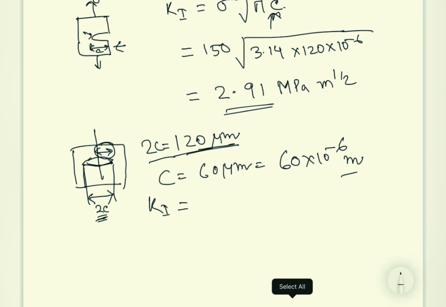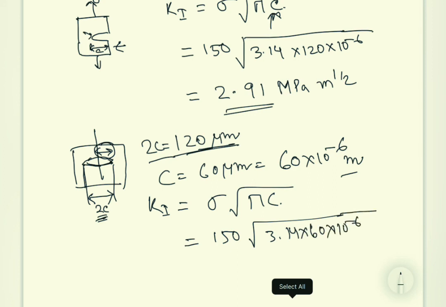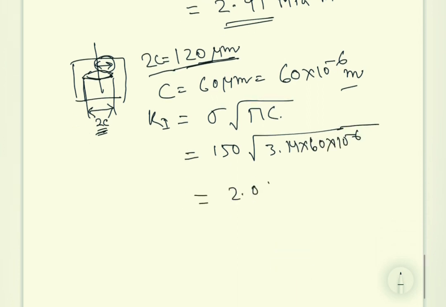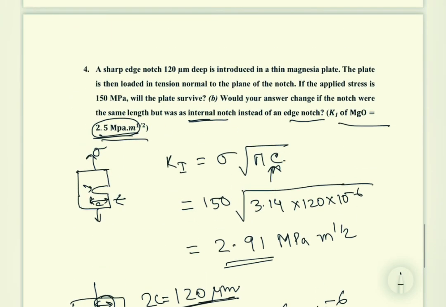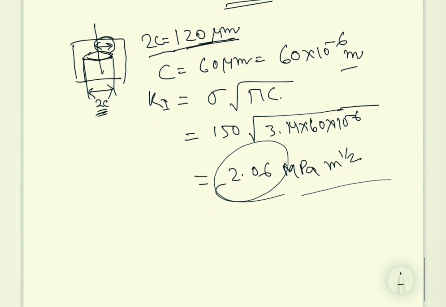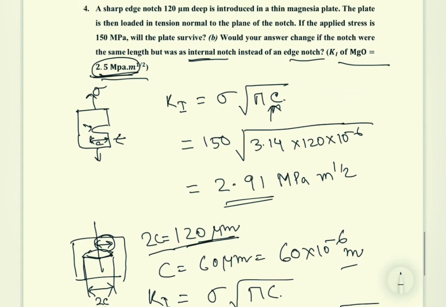So what is the stress intensity in this case at the crack tip? Sigma root over pi C, same formula. We will put 150 into root over 3.14 into 60 into 10 to the power minus 6. That will give 2.06 MPa meter half. So we see here this is 2.06, but the material has fracture toughness 2.5 MPa meter half. So it means it has less stress intensity at the crack tip, so it will easily survive. So the material is safe in this case.